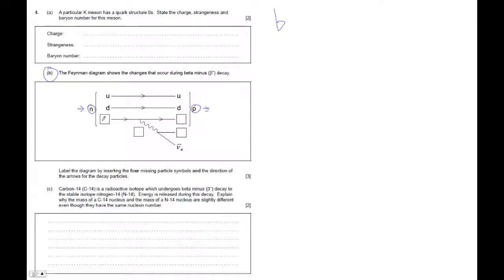This is some kind of quark, and it decays to a different kind of quark. Okay. So fill those in. Just look up the quark constituencies. You should have these memorized, by the way. You should know what a neutron is, what a proton is.